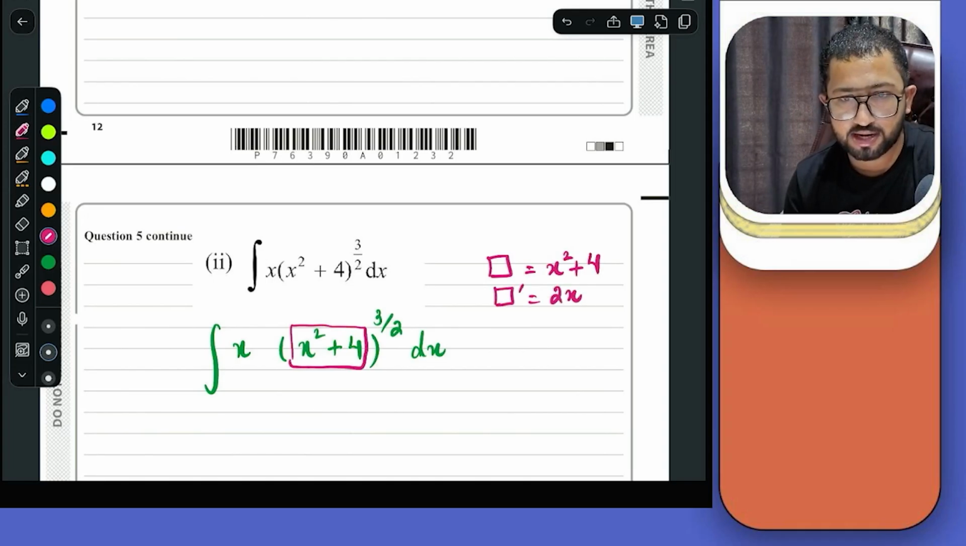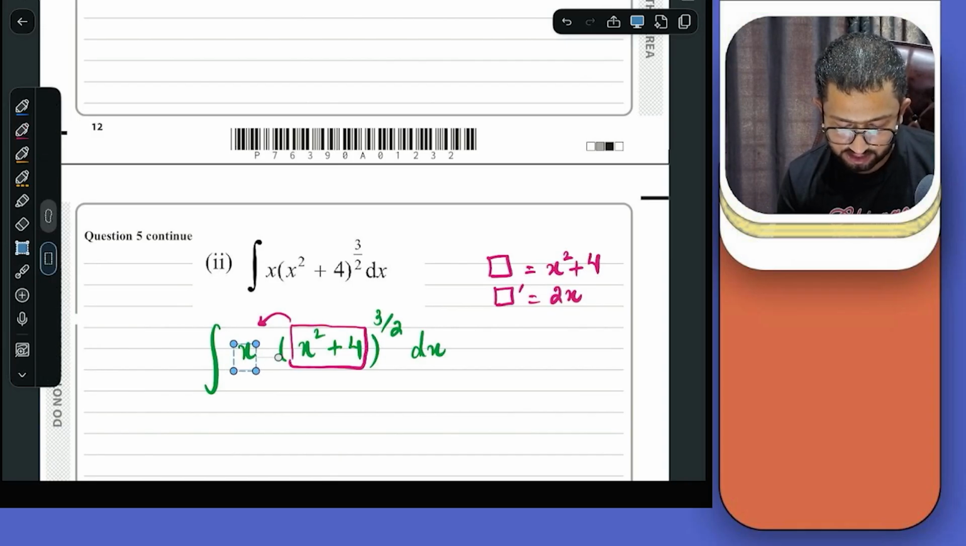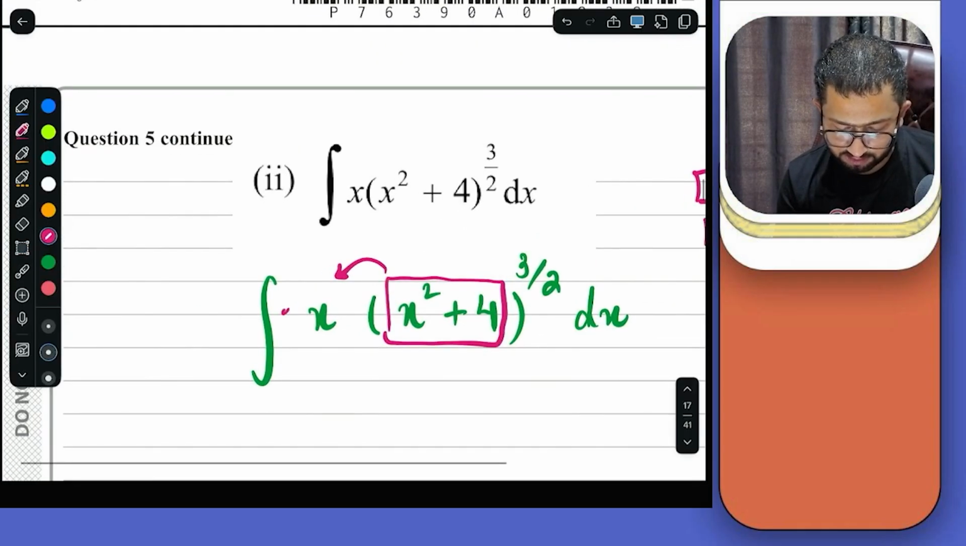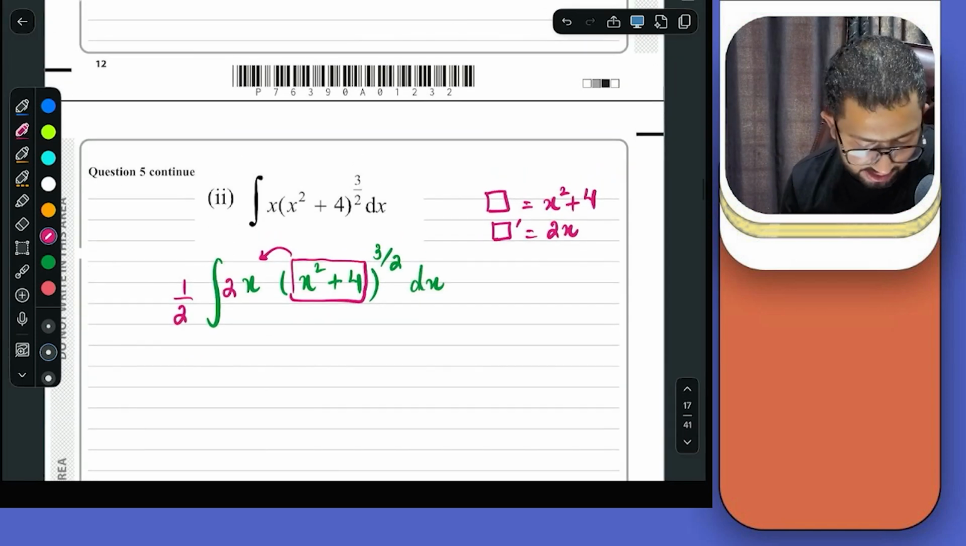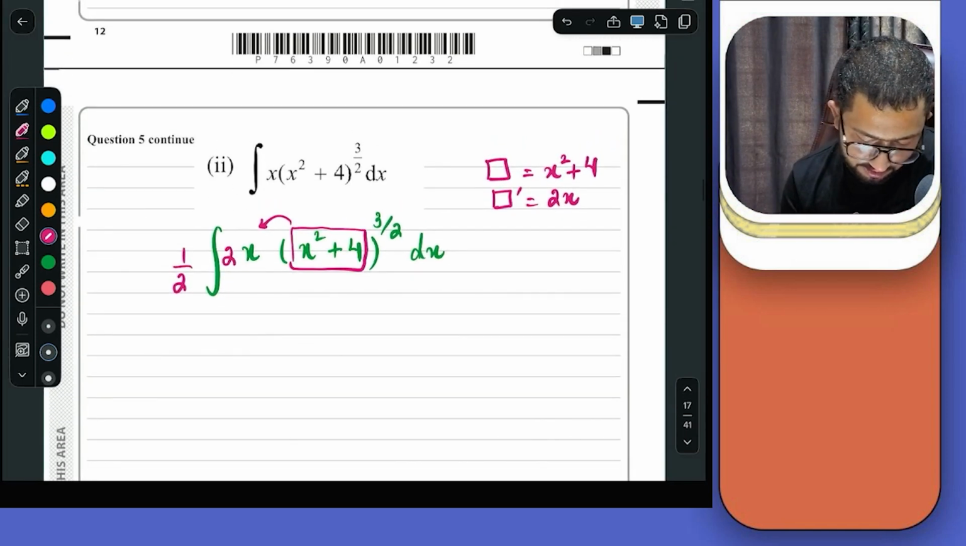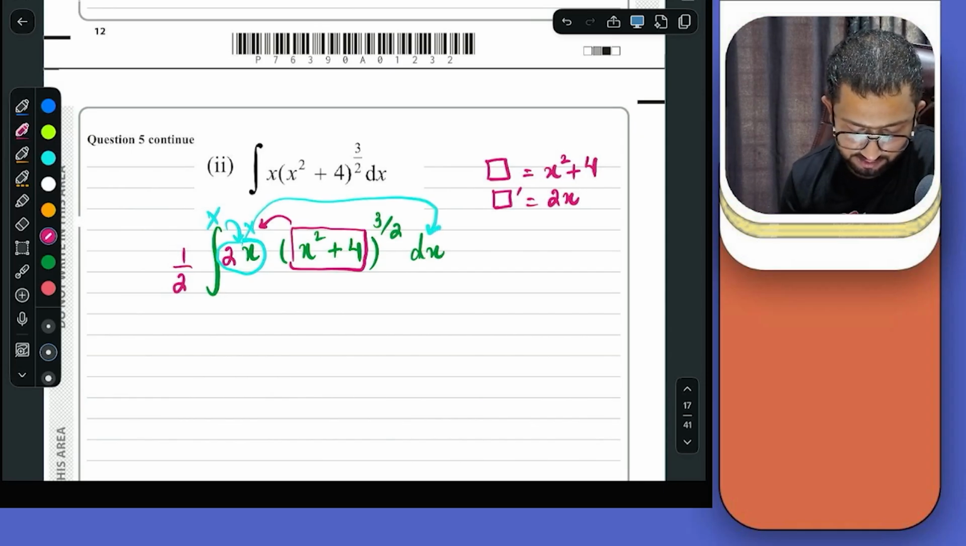2x. Is it present outside the box or not? No, the x is present, but the problem is that 2 is not present. What can I do? Simple. If the constant is not present, you can multiply with the constant, and similarly you have to divide with the constant outside the integration. So three things will disappear: this one, the derivative of the box, which is 2x, and this sign.